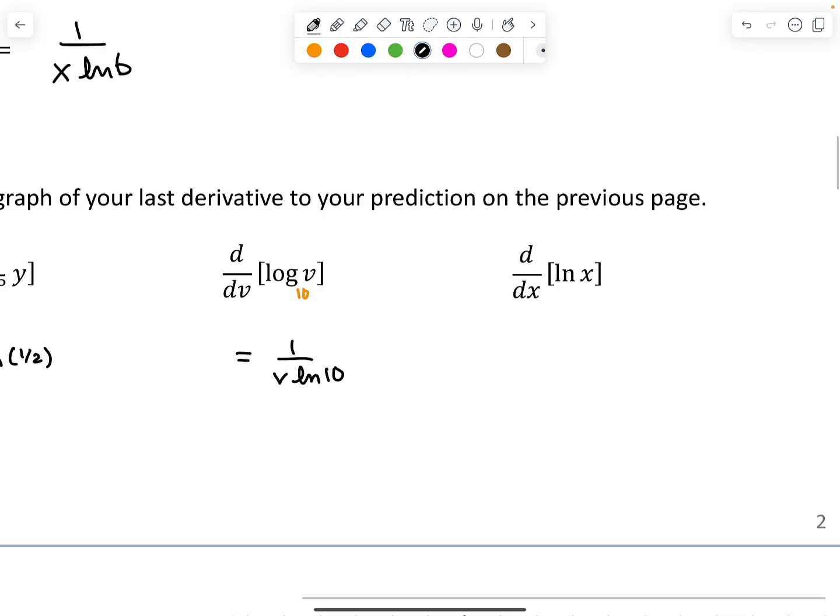And in this last case, the natural log of x, something interesting is going to happen because this logarithm has a base of e. The independent variable is x, which matches the argument. So the derivative of this logarithmic function will be 1 over x times the natural log of e. However, the natural log of e is 1 because 1 is the power you would put on e to produce e. So we simply get 1 over x as the derivative of natural log of x.